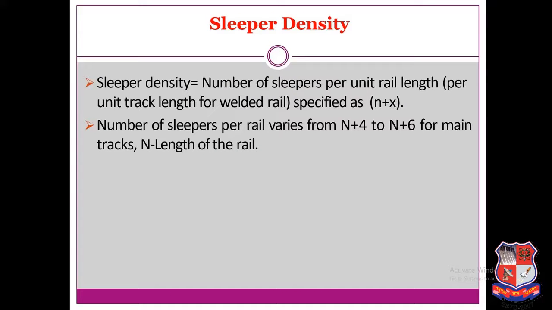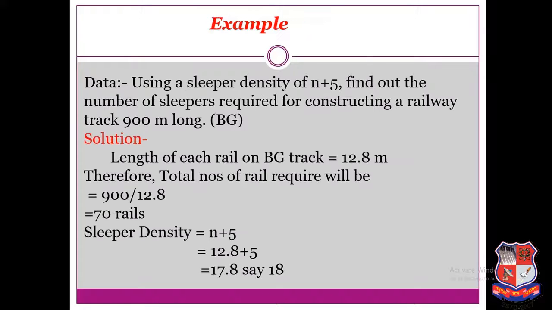Sleeper density. So first, what is sleeper density? It can be defined as the number of sleepers per unit length of rail. Number of sleepers per rail varies from n plus 4 to n plus 6 for main track. For example, a sleeper density of n plus 5 is used. Find out the number of sleepers required for constructing a railway track of 900 meters long.